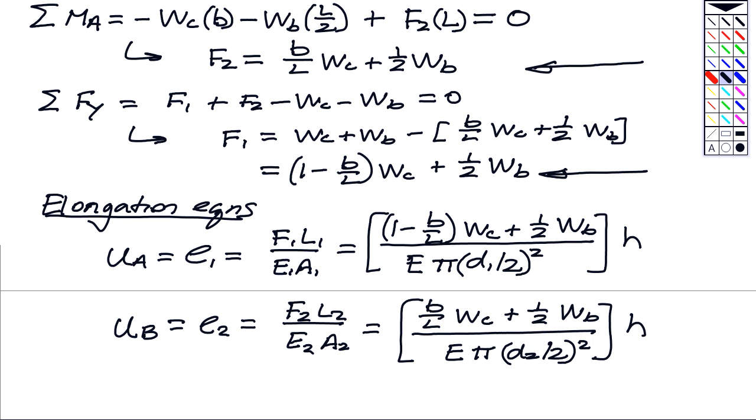So here it was just a matter of doing the equilibrium analysis to find the load that's carried by members 1 and 2. It's a very straightforward application of a moment equation and a force balance equation. Then using the elongation equations to get delta 1 and delta 2, that gives us the displacements downward of A and B.